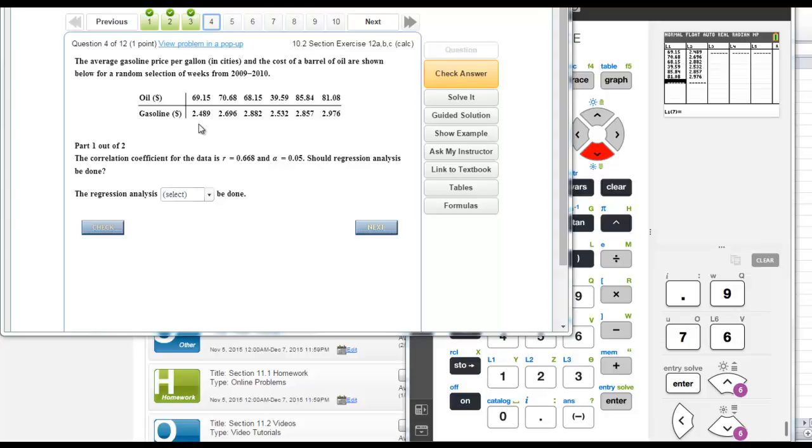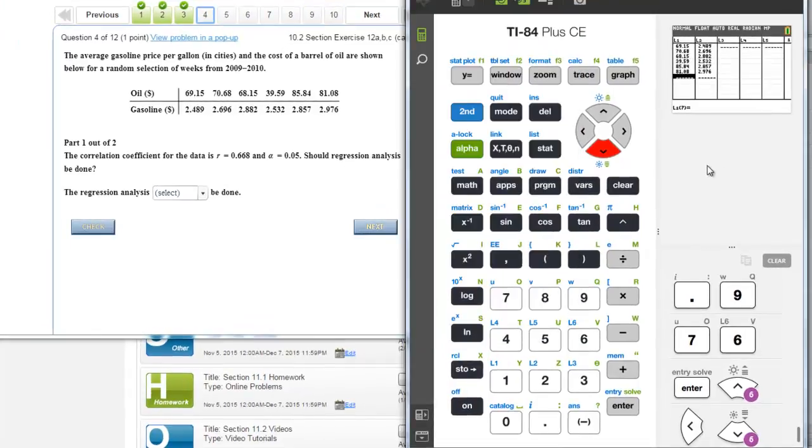We're going to answer some questions. What is the strength of the relationship? And then what would be the regression equation that would allow me to predict the price of a gallon of gasoline given the price of a barrel of oil? We can do that using the TI calculator. I've already typed these values into list 1 and list 2.